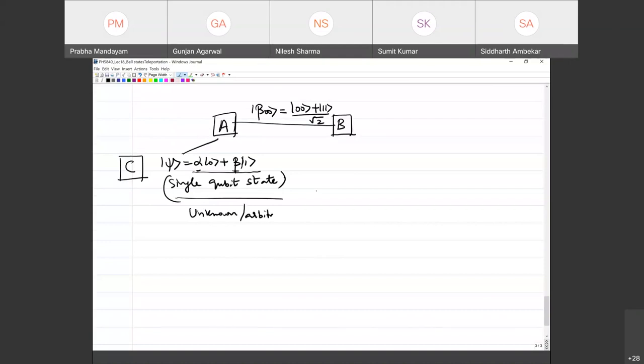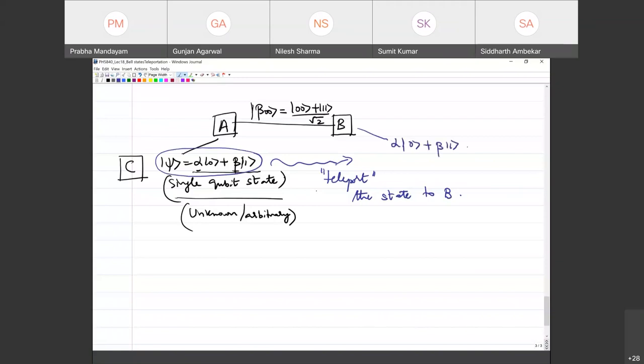The question is, can A communicate the state to B? Is there a way for A to communicate the state to B perfectly, right? And by sharing this entangled pair, what can happen is A can actually teleport the state to B. And the word teleport is deliberately used here because the state effectively disappears from A's lab and appears in B's lab at the end of the protocol.